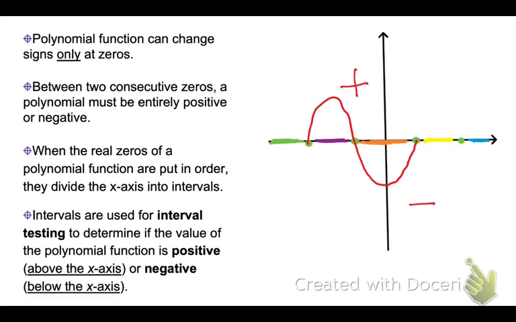It's like cutting a piece of string. If I cut a string 4 times, I have 5 pieces. Yes? If I cut a string 3 times, I have how many pieces? 4. If I cut a string 100 times, I have 101. Intervals are used for interval testing to determine if the values of the polynomial functions are positive or negative, which we will continue to do and work on.